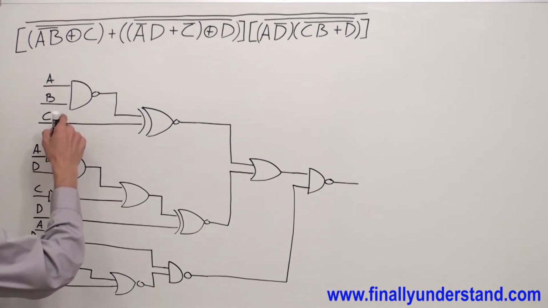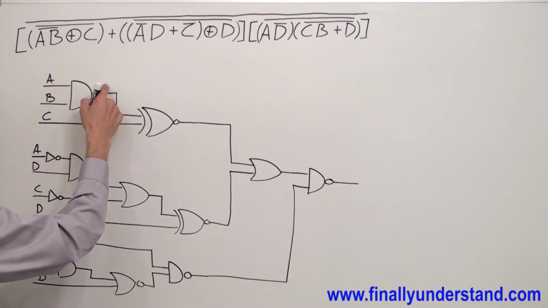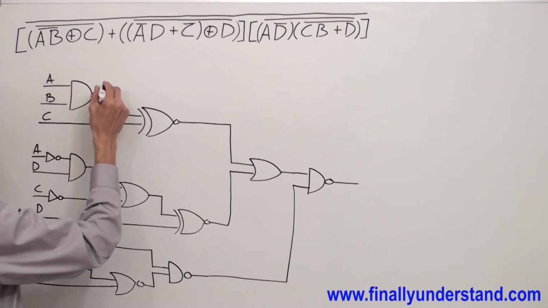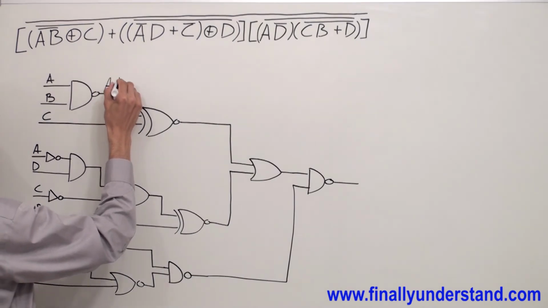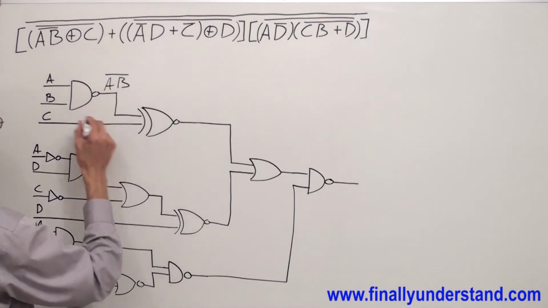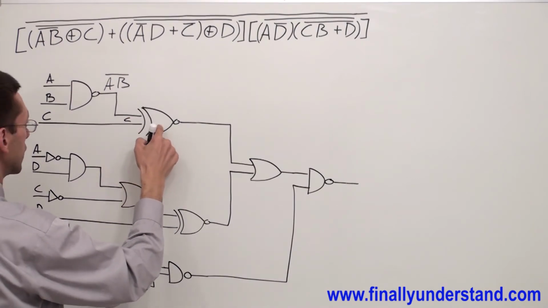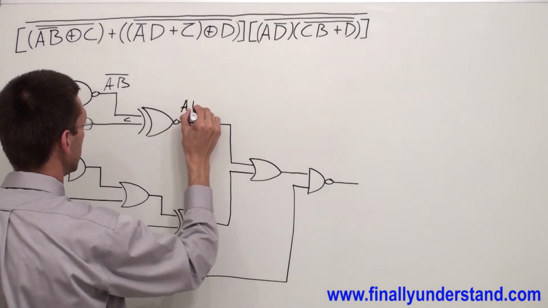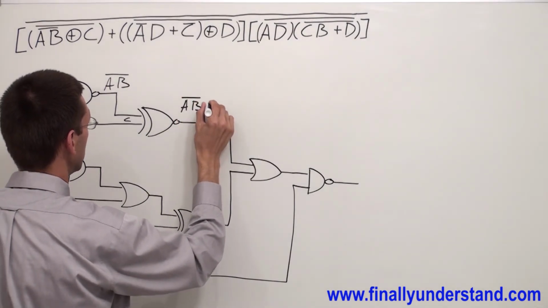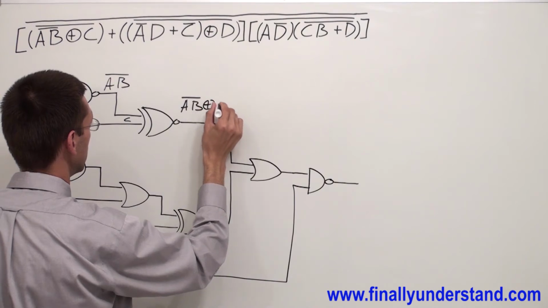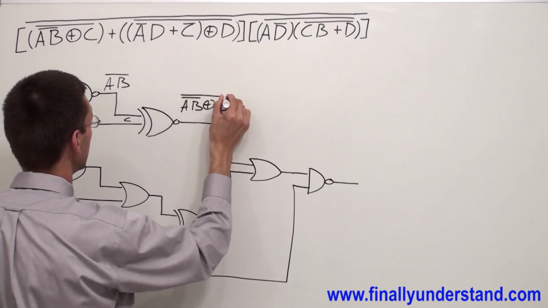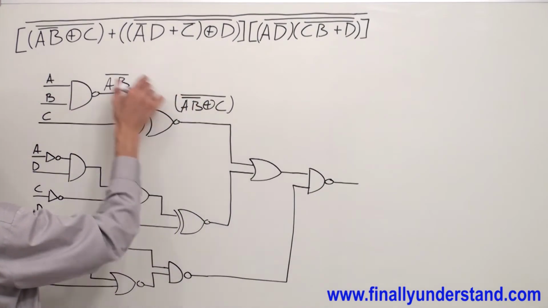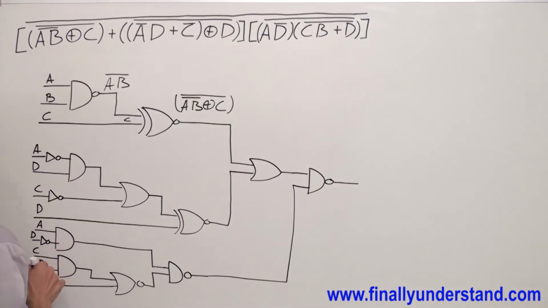Now, let's check what function I'm going to have at the output of the NAND gate. I have A, B, NAND. That's why I'm going to have A, B, NAND. This is my C. This is exclusive NOR. That's why I'm going to have over here (A, B NAND) exclusively NOR with C. As you can see, we got exactly the same expression like this one inside of the parentheses.